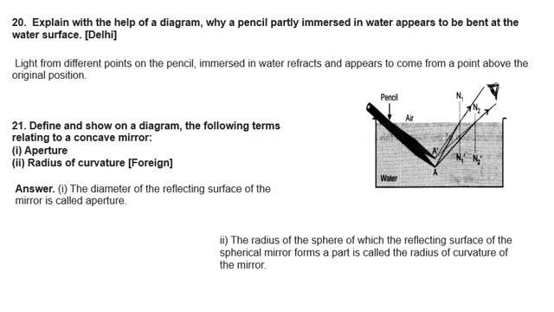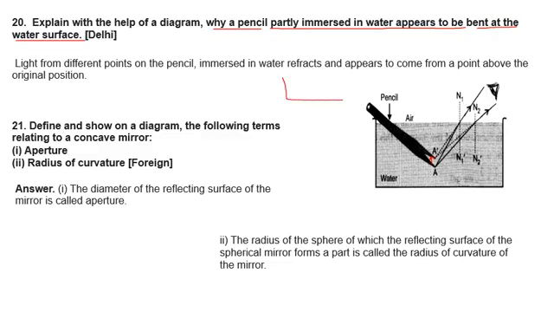Next, explain with the help of a diagram why a pencil partially immersed in water appears to be bent at the water surface. So you have to draw a diagram, and then you have to show how the position of the pencil has shifted. You can see the apparent position of the pencil. The pencil has shifted a little up, and the original pencil is just below what you are looking at, right?